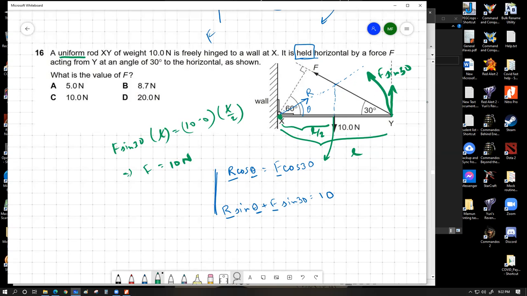See what I mean? We don't know the value of L, but we don't need that. F sin 30 equals 10. F sin 30 into L.